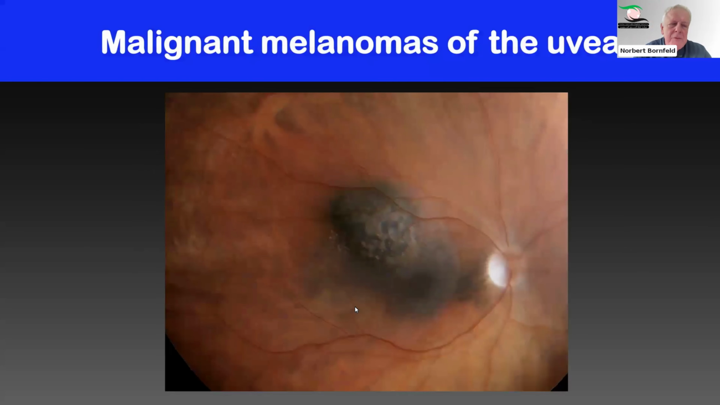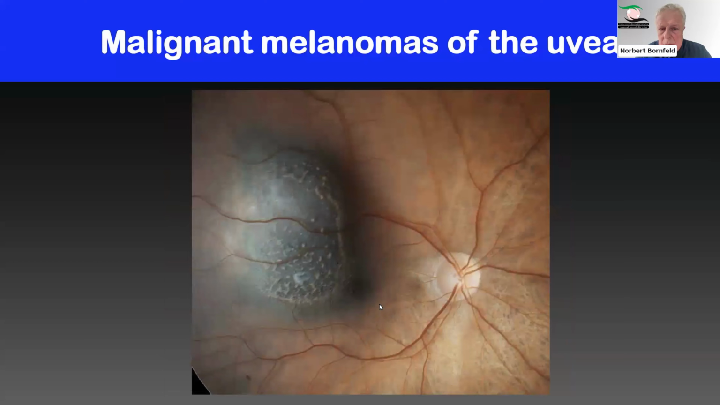So let's start with the most frequent malignant tumor in the adult, of course, which is a malignant melanoma of the uvea. And this is what the typical appearance of such a tumor is. It's a pigmented lesion in the choroid with exudative retinal detachment and orange pigment, and that makes a typical clinical diagnosis of a malignant uveal melanoma.